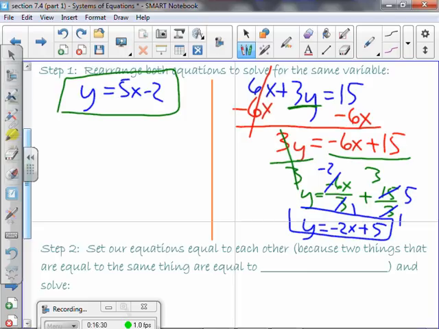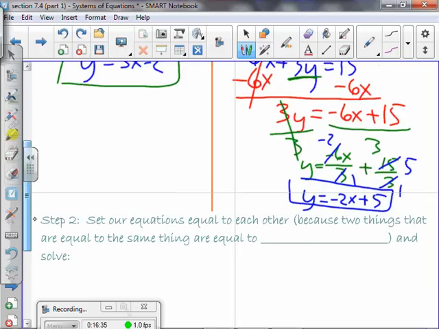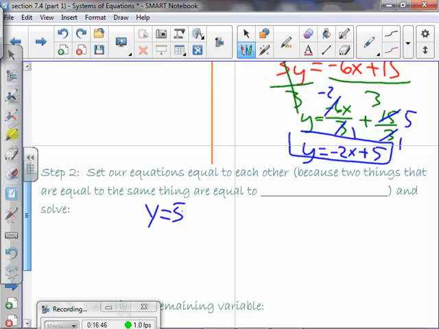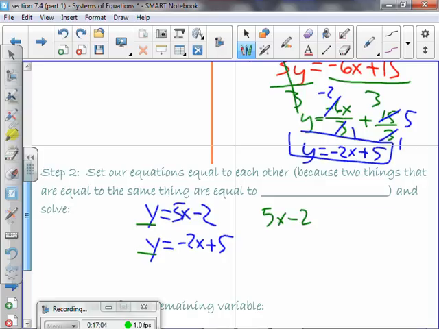Now I have a system of equations that looks like it's in good form the way I like it. So I'm going to write them down here. y equals 5x minus 2, and y equals negative 2x plus 5. All I'm going to do now is set these equal to each other because they are now both equal to the same thing, this y, so they're clearly equal to each other. So I get that 5x minus 2 is equal to negative 2x plus 5.